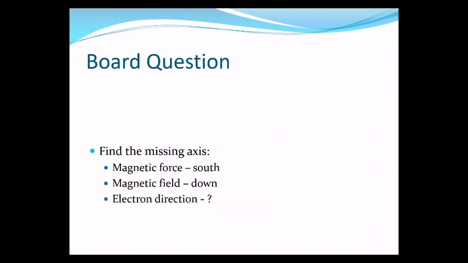So this time we have a force that's south, we have a field that's down, and we are trying to find our electron direction. That's what we want to know. Okay. So pause the video and try it yourself.